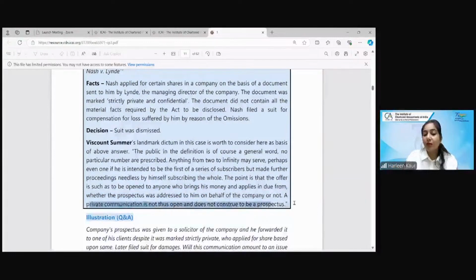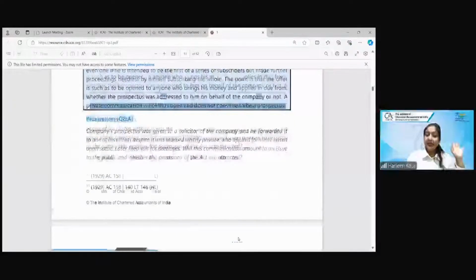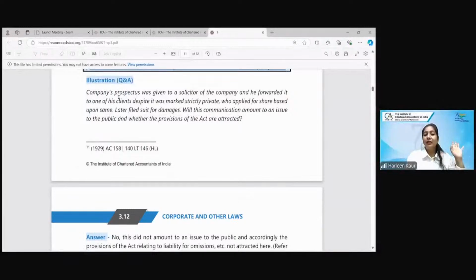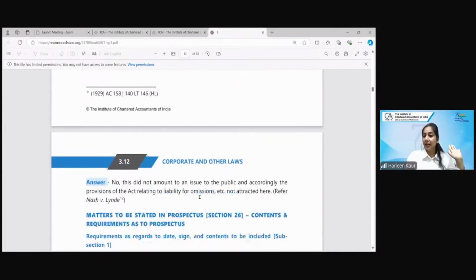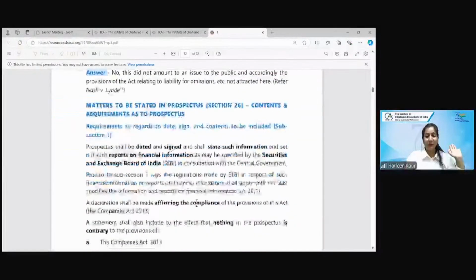Last line, you have to underline: a private communication is not open, therefore it is not a prospectus. So what is the summary of the case where one person has written a letter to another person and he has applied for the shares on the basis of it, and it is written strictly private and confidential? Here, there is no prospectus being issued to the public. It is only a private communication. It is not a prospectus. Is that clear? That is why they have given you this illustration. Now you can read this illustration as homework. Now you will easily understand what it is trying to tell.